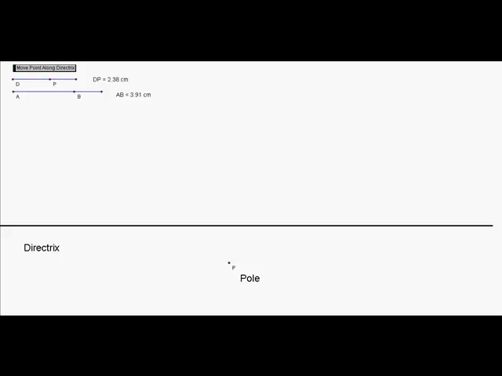Let's start with a point and call it the pole. Next, a line called the directrix. This line is the asymptote of the conchoid. Let's represent the distance from the pole to the directrix as the radius of a circle. Notice that Sketchpad will allow me to change the distance from the pole to the directrix just by changing this radius. Now a second circle.